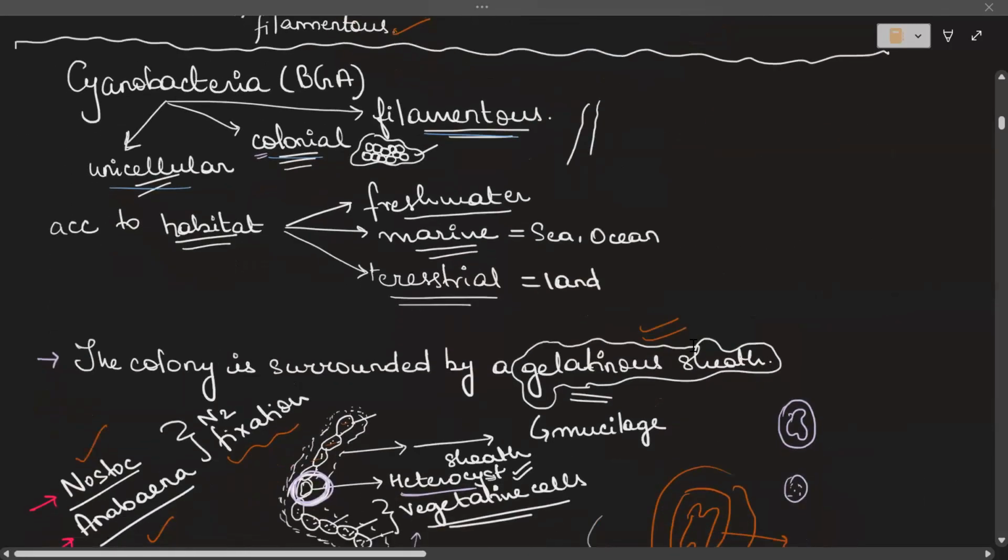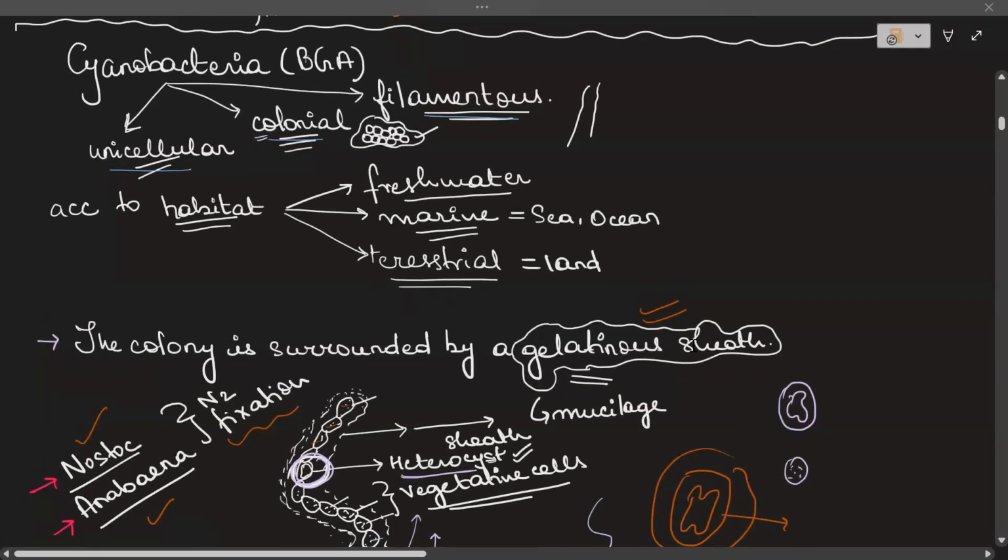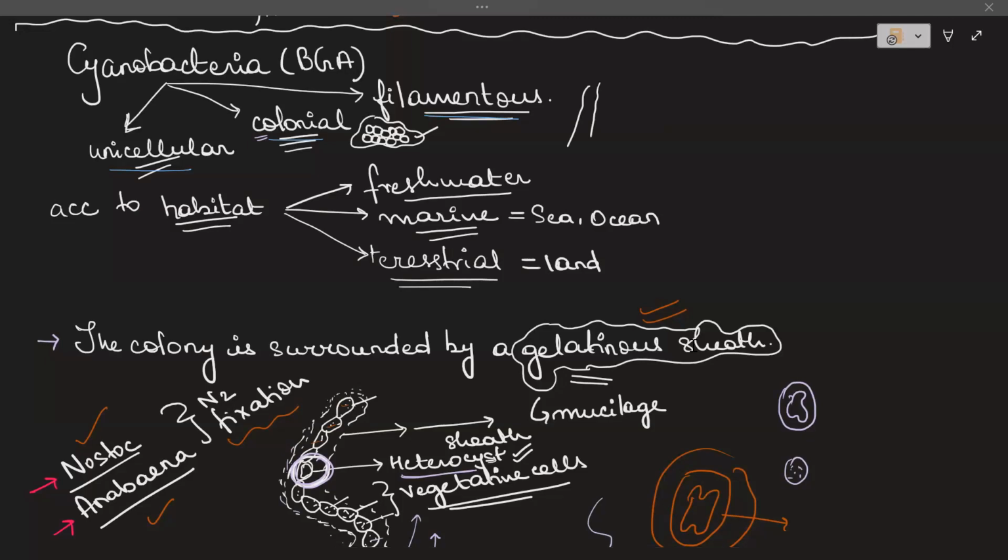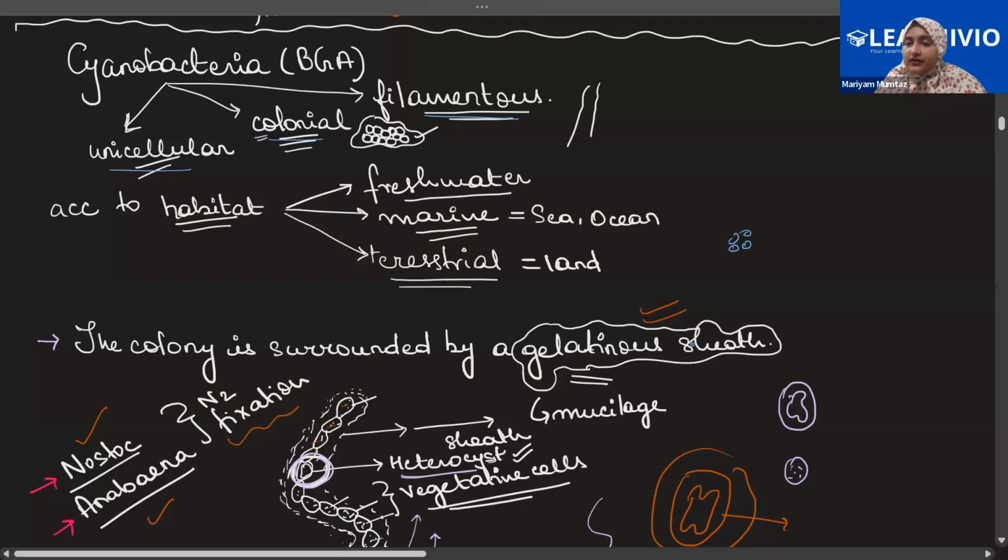Yes, ma'am. All right. Okay, so what I was saying is that whenever the cyanobacteria are present in a colony, that colony will be surrounded by a gelatinous sheet. A gelatinous sheet means a sheet is a covering, a covering which is made up of gelatin that surrounds the colony. For example, these are the cells of the colony. So they will be surrounded by a gelatinous sheet, a sheet which is made up of gelatin.